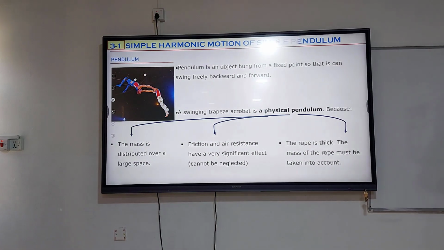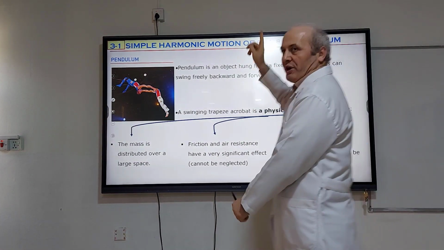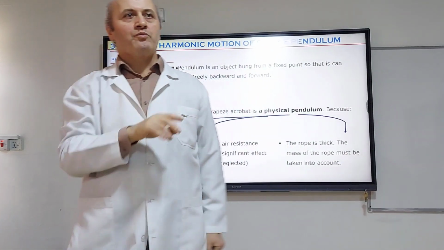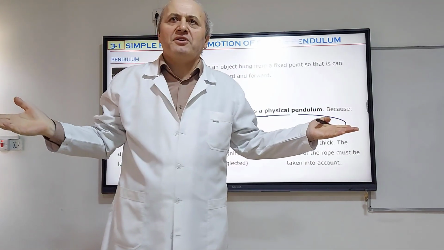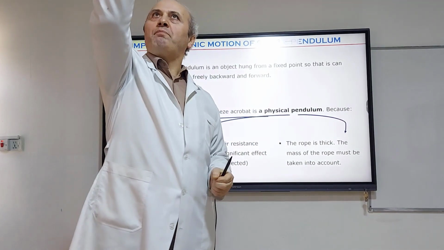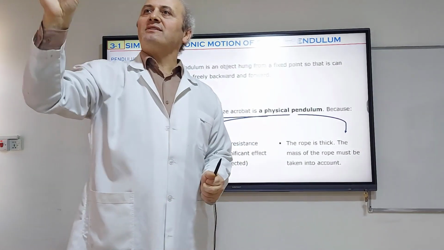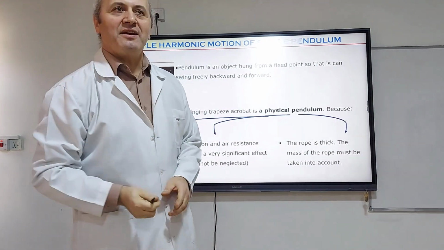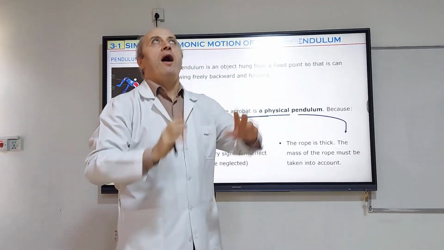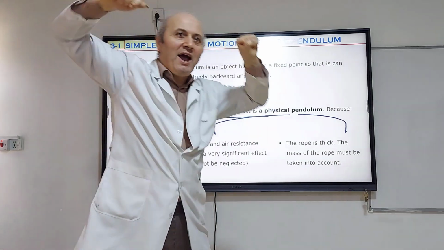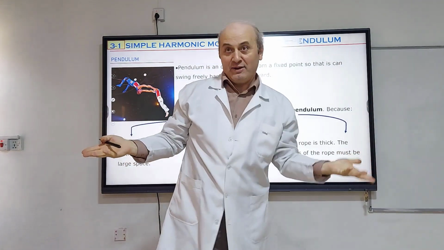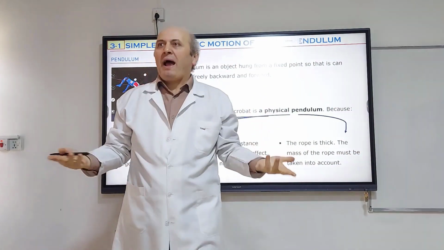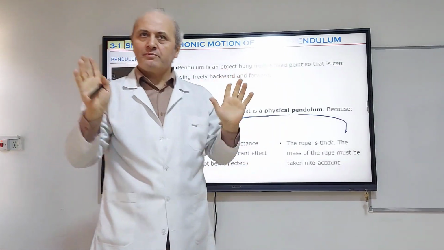When you suspend an object from a fixed point and make it swing, it doesn't matter what it is. Suspend it from a point, make it swing. That system is called a pendulum. It can be you also. Hang yourself from some place and start swinging. You're a pendulum. Yes, that's it. These are pendulums. Make them swing.